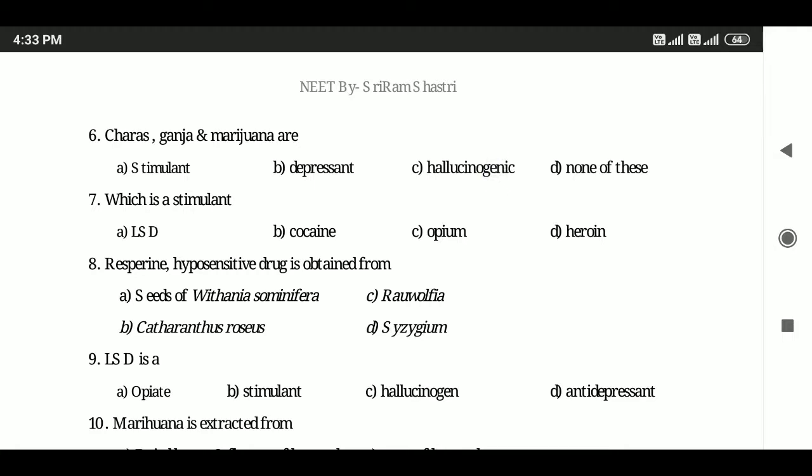So what do we mean by stimulant, depressant, hallucinogenic? Stimulants are the drugs which stimulate the brain activity. Depressants are the drugs which suppress the brain activity. Hallucinogenic drugs are those drugs which cause hallucinations. Hallucination is a state of mind where a person starts imagining things and thinks those imaginations to be real. So it's a type of daydreaming, we can say. So the right answer is hallucinogenic.